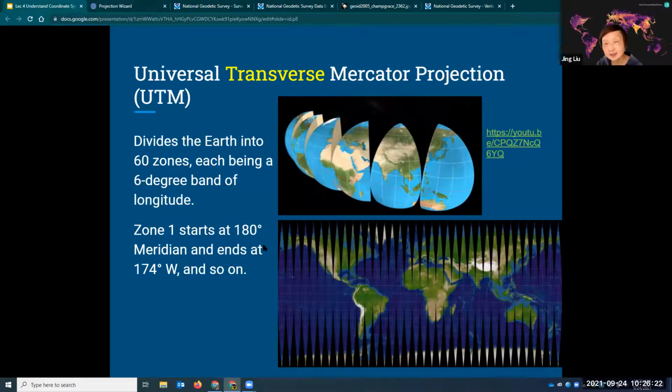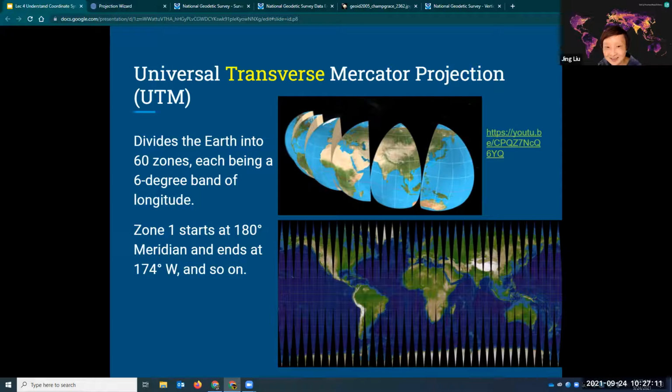And here, transverse Mercator, what's that? Well, that is a very important and commonly used coordinate system in many map making. You can see basically I divide the Earth, the globe, into 60 zones, and each is a 6-degree band of longitude, excuse me. So for each stripe, from here to here, that is 6 degrees. You start from zone 1 at 180, and to the west, that is 180 to 174.